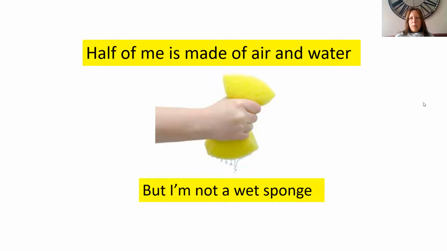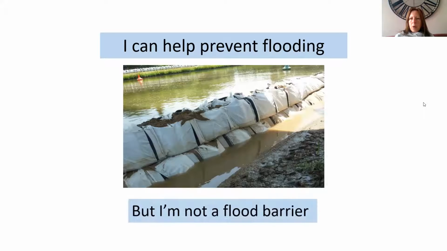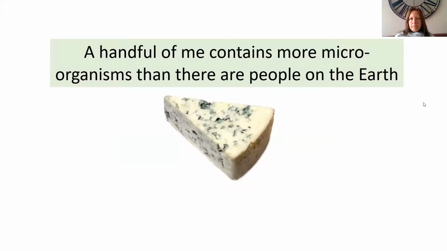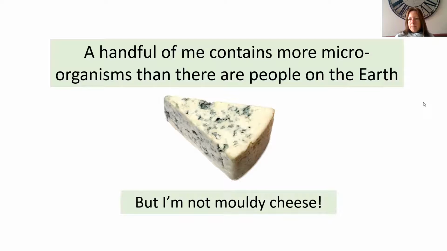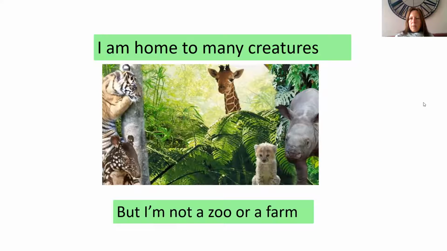I wonder if any of you are getting this right yet, what we think we're going to be talking about. I can help prevent flooding, so I can help stop flooding, and that's been a real problem for lots of areas lately. But I'm not a flood barrier. Oh, but this, a handful of me contains more microorganisms than there are people on the earth. So just a handful contains more microorganisms than there are people on the earth. But I am not moldy cheese. I am home to many creatures. A bit like that picture that we looked at a few weeks ago with our writing, didn't it? I'm home to many creatures, but I'm not a zoo or a farm.